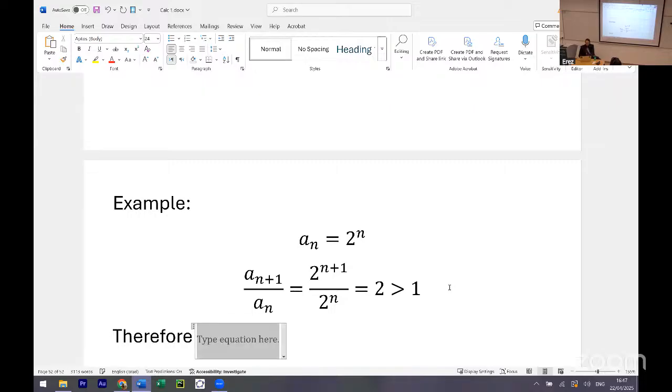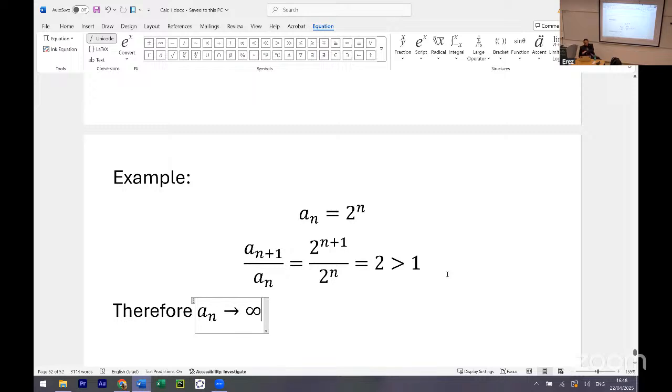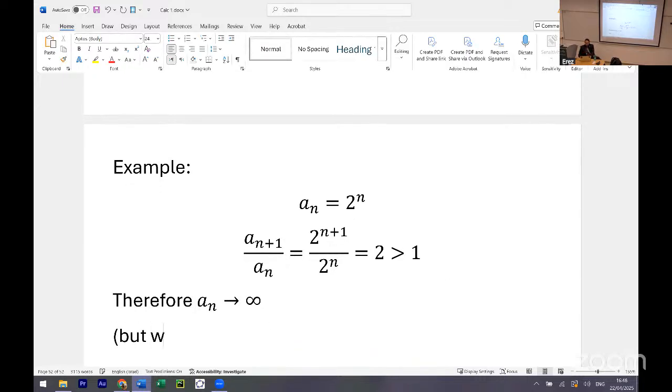Therefore, an tends to infinity. So why is it silly? It seems that the whole proof I did using Bernoulli is not needed. This is much simpler. Why is it a false argument? Because we use the Bernoulli part to prove the theorem. But we need that to prove the theorem.